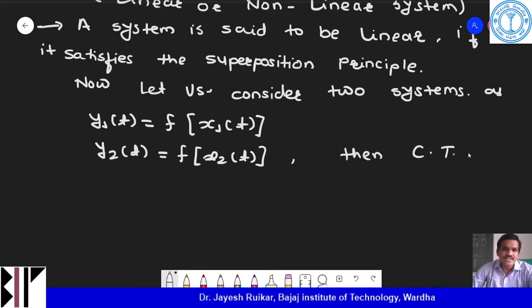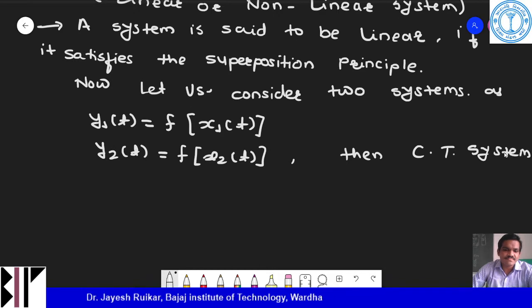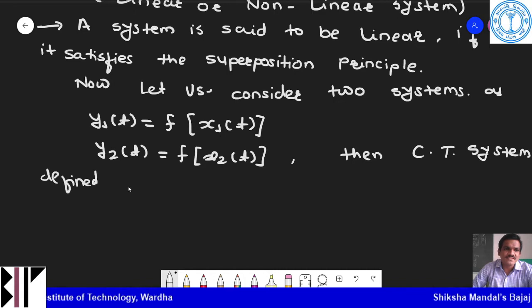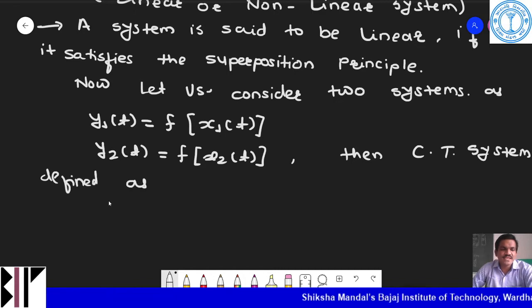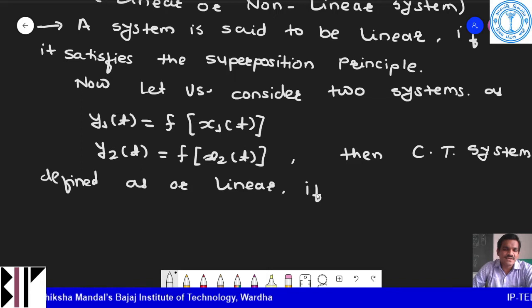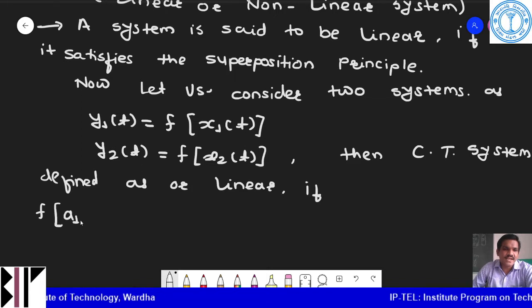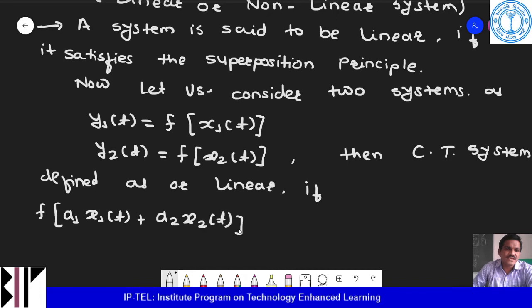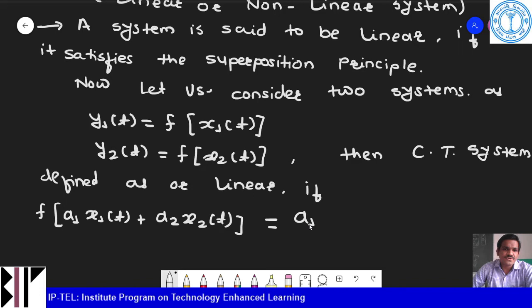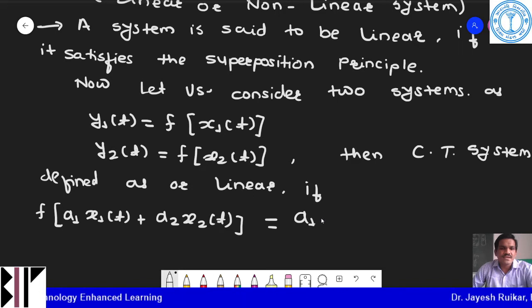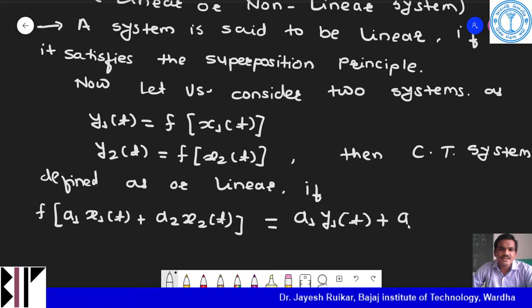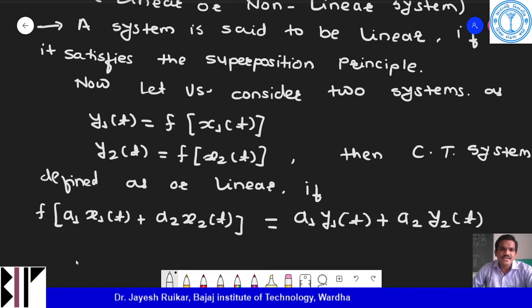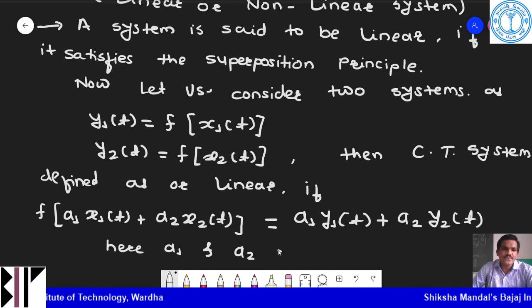Then a continuous time system is defined as, or you can say it is linear, if the function of a1 times x1 of t plus a2 times x2 of t is equal to a1 y1 of t plus a2 y2 of t. Here a1 and a2 are constants.